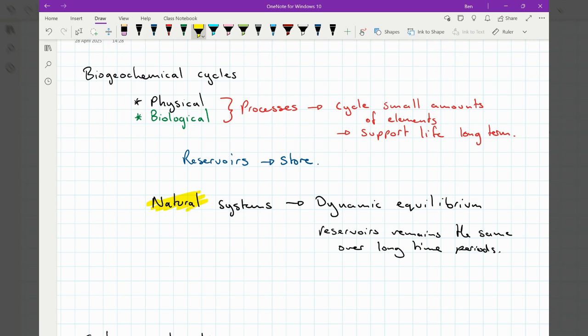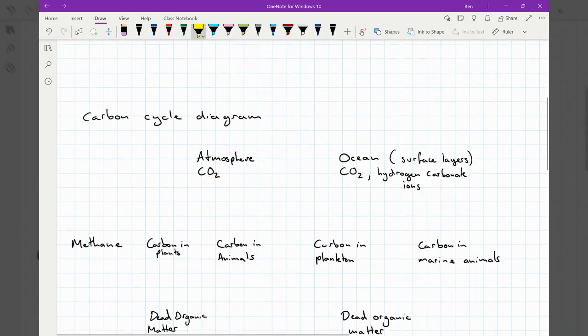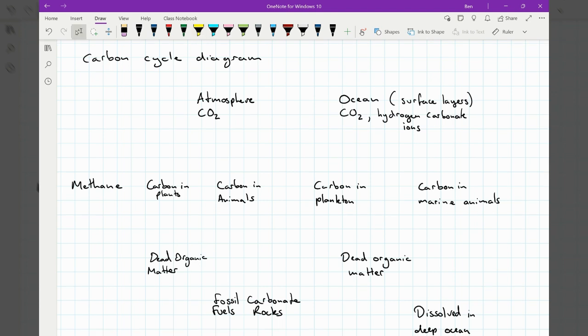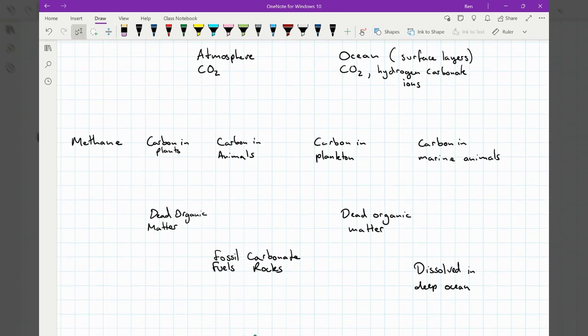The issue is when humans become involved, we result in some reservoirs going down or being depleted. Perhaps other reservoirs increase, and this kind of upsets natural processes. So let's have a look at the carbon cycle to start with. So we have here a carbon cycle diagram. I have drawn in the main sort of reservoirs, and I'm going to draw arrows between them and talk about some of the processes and perhaps some of the forms in which they are as well.